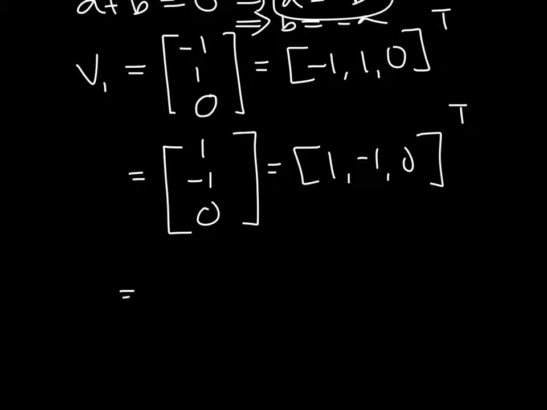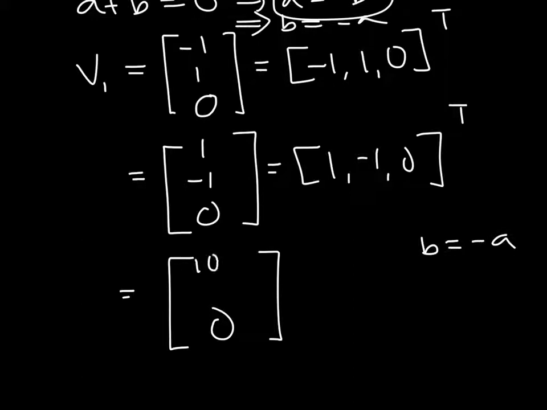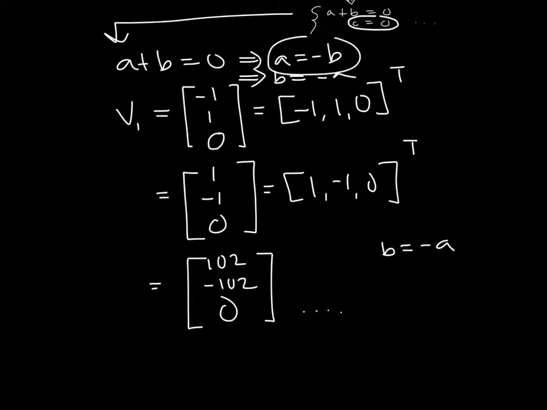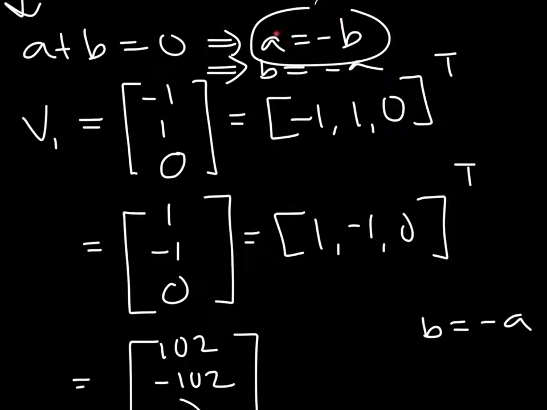Again, if you wanted to do, I'm using the B equals negative A. If A was 102, then B would be negative 102. Okay, so there's, again, infinitely many solutions for this vector. Again, because there's a ton of relationships here. B can be any value you'd like, but 1 is very nice.